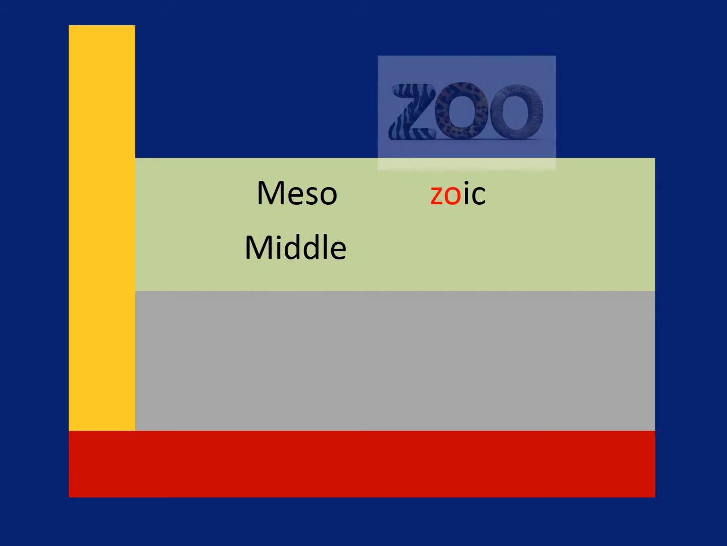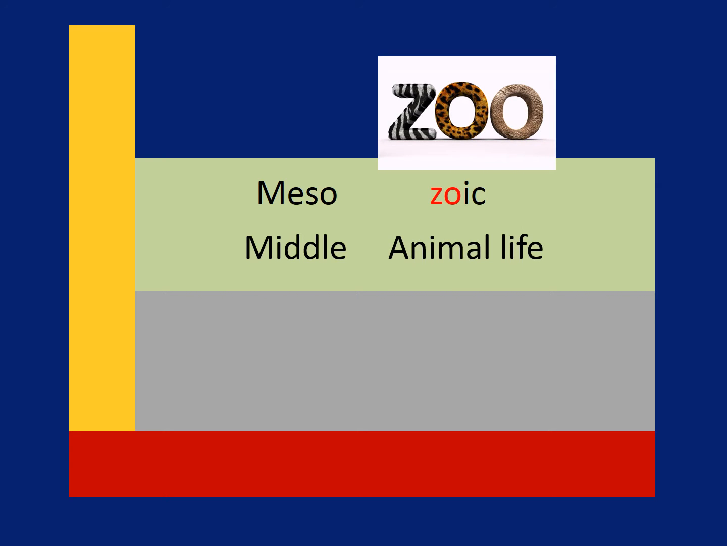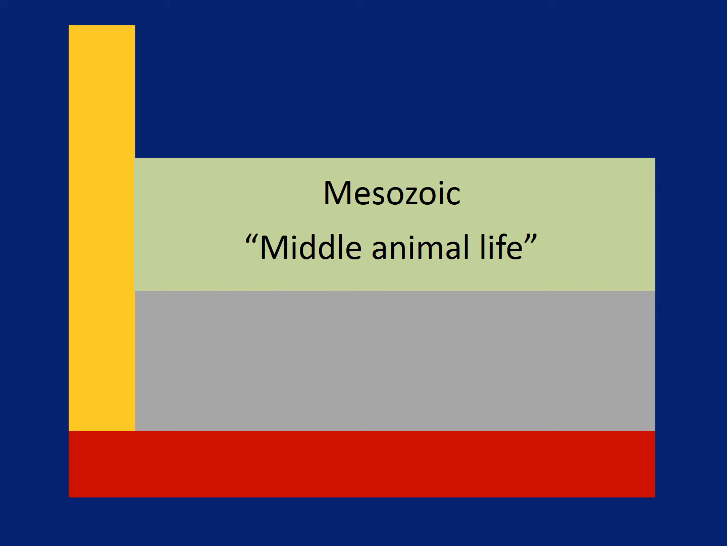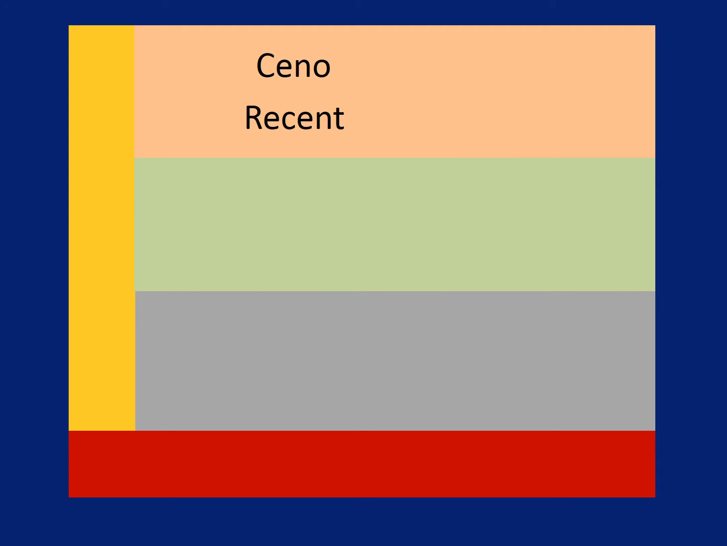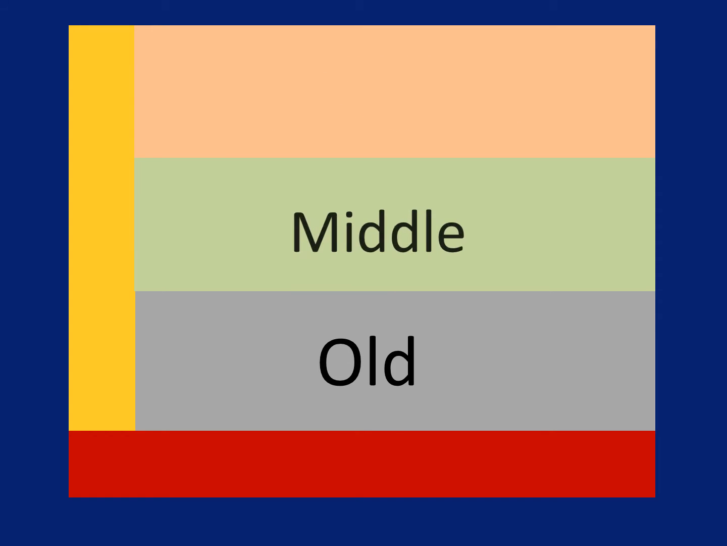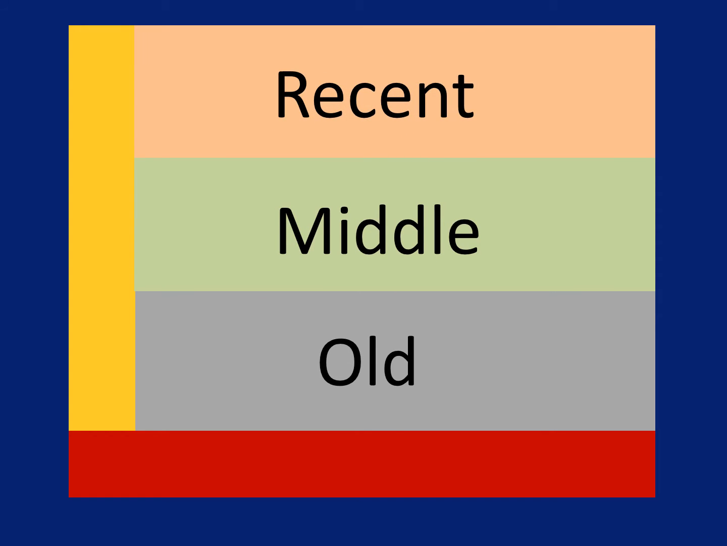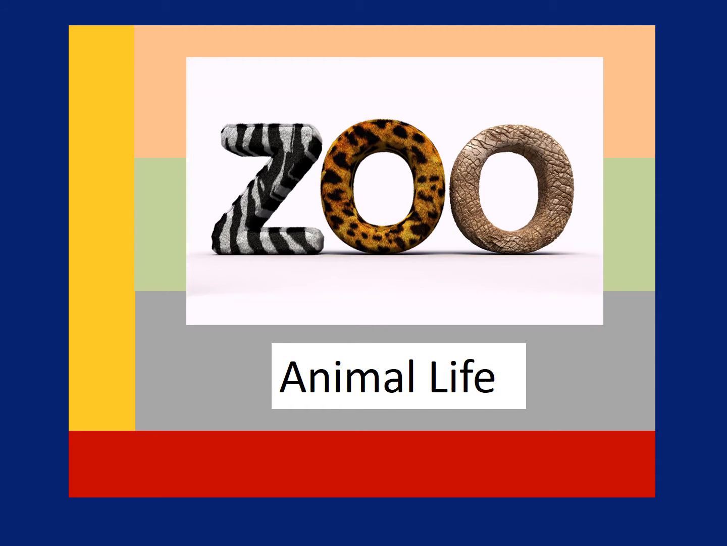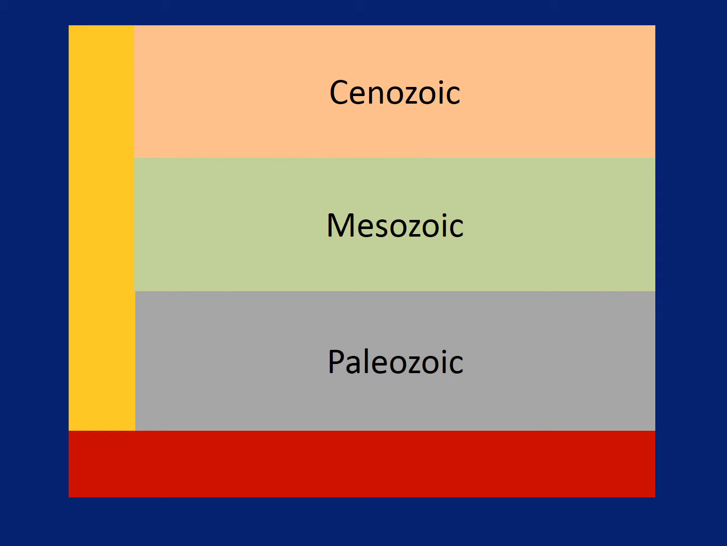Meso means middle, and zoic means animal life. So Mesozoic means middle animal life. Ceno means recent, and zoic means animal life. So Cenozoic means recent animal life. The prefixes at the beginning of the names mean old, middle, and recent. The rest of each word means animal life. The names of these intervals reflect the idea that the lower layers and the fossils in them are older than the ones above. In other words, they reflect the idea of relative age.